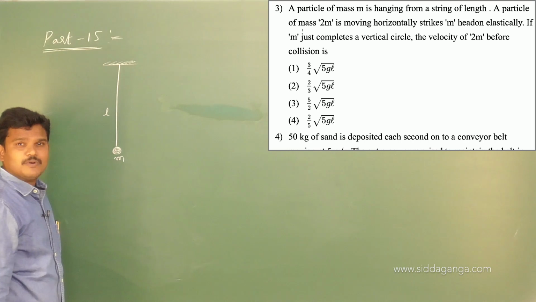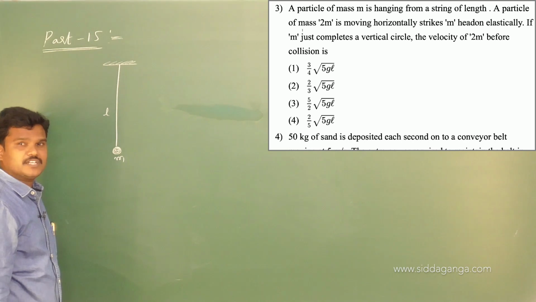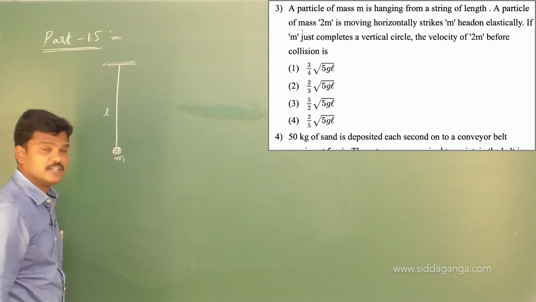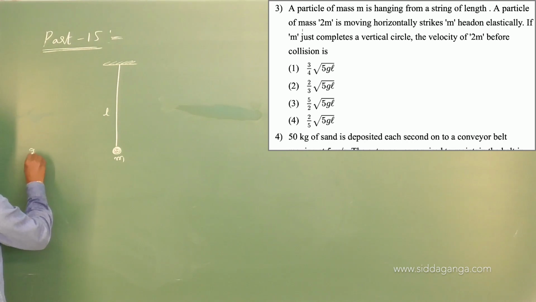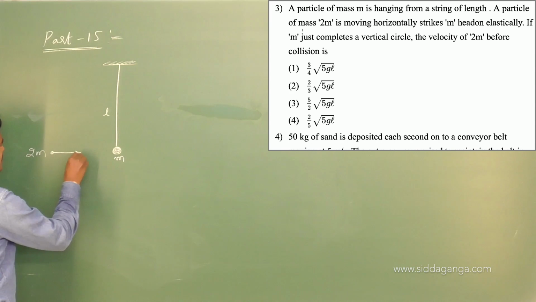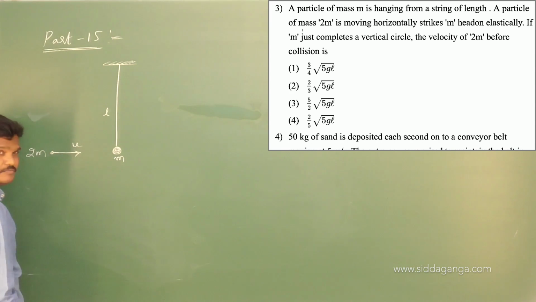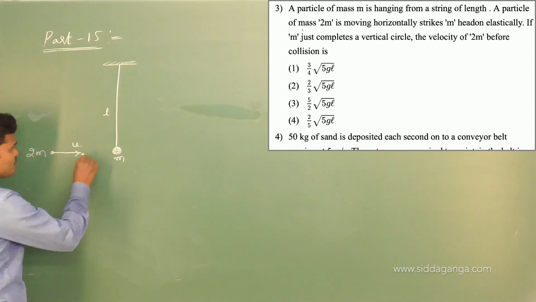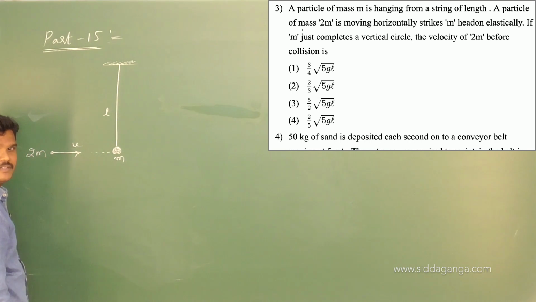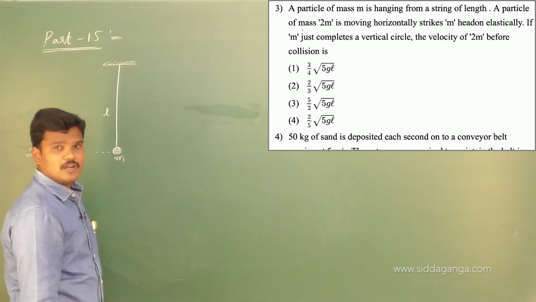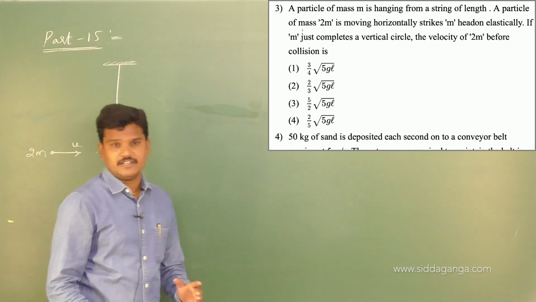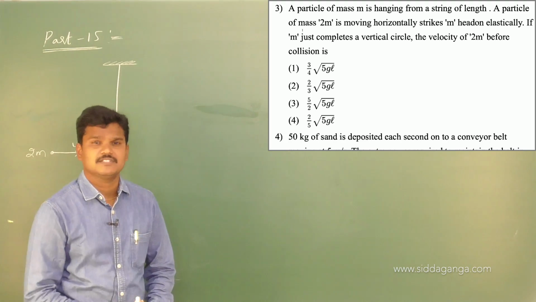And another particle of mass 2m moving horizontally with some speed u is going to strike m head on elastically. Okay, and it is going to strike the particle of mass small m. If small m completes a vertical circle, we know, this is also covered in the previous classes.